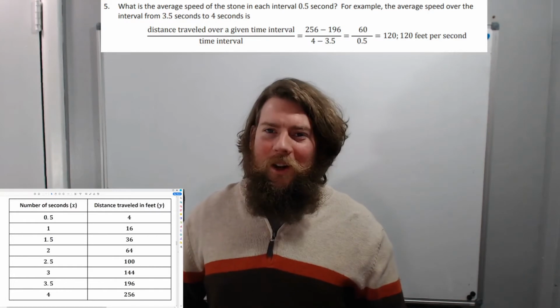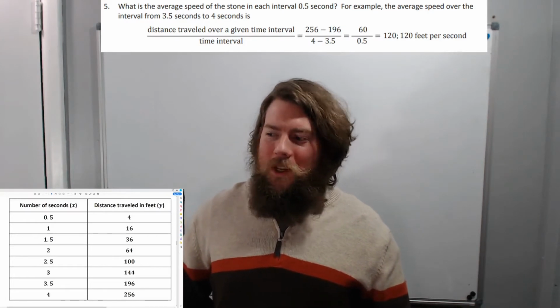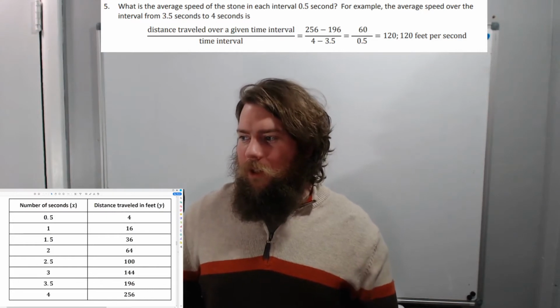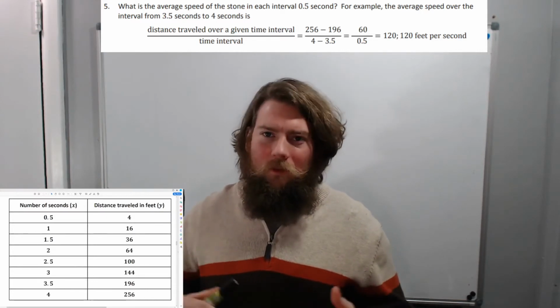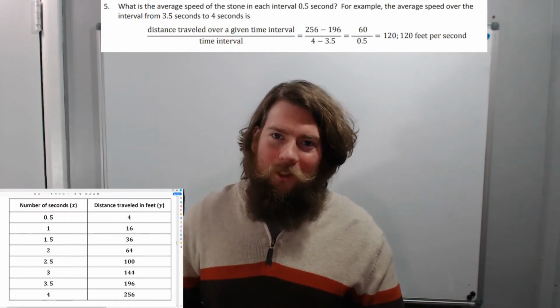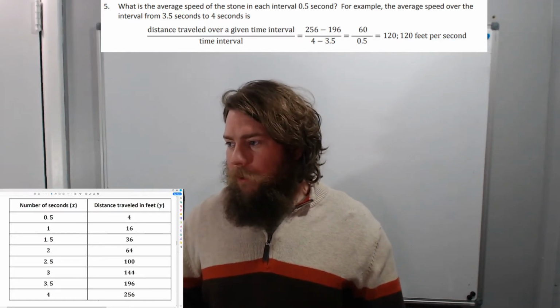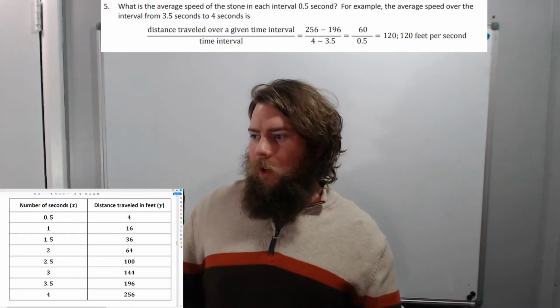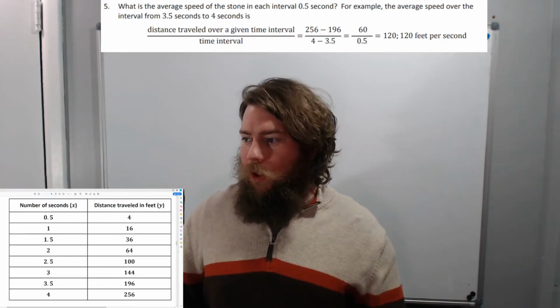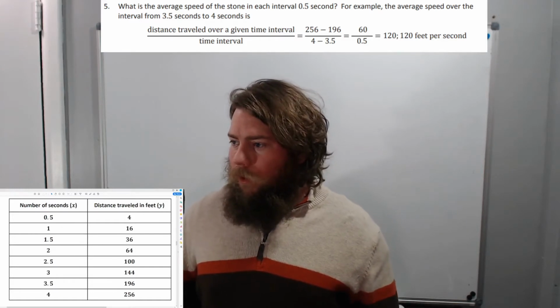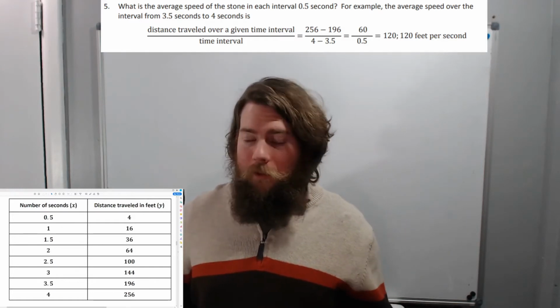All right, number 5 says, what is the average speed in each half-second interval? Yes, I know it says interval half-second, but sorry, I didn't write the book. For example, the average speed over the interval from 3.5 seconds to 4 seconds is, then it gives you distance traveled over a given time interval divided by time interval. That's just the formula for average speed.